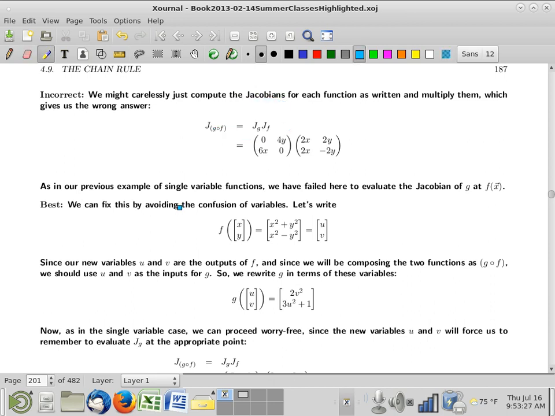But I can avoid that simply by being more careful about my choice of variables. Let me write a little quick diagram here. Let me make a better color here. Got a function f. I've got a function g. I have already decided that I want x and y to be the input variables for the f function.